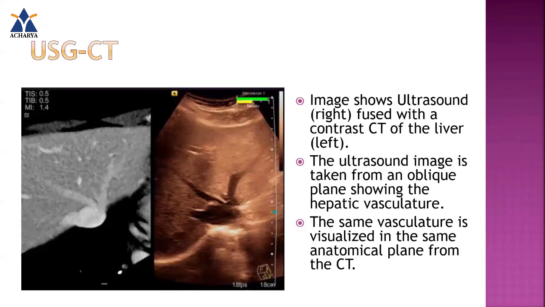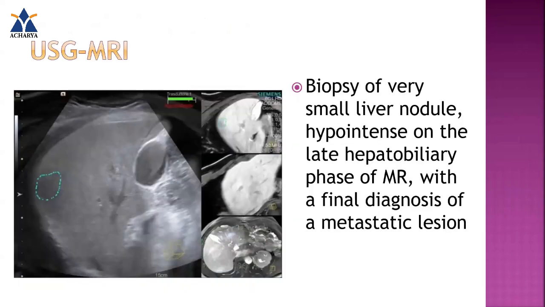So these are some of the images. This is the ultrasound image, and this will give the fused image. This one is the contrast enhanced CT image, and this is the ultrasound fused image. We are getting the anatomical detail very clearly. And this is another one, the biopsy site, where it is seen very clearly.